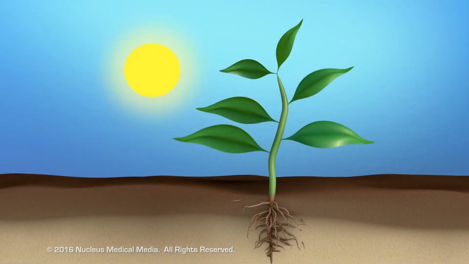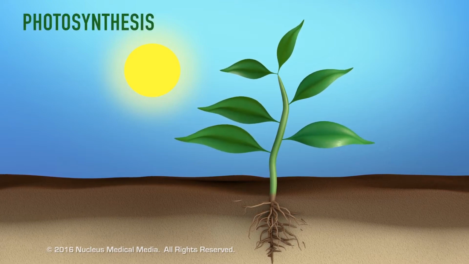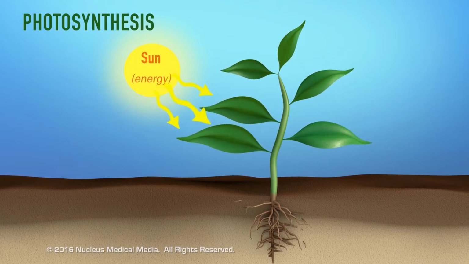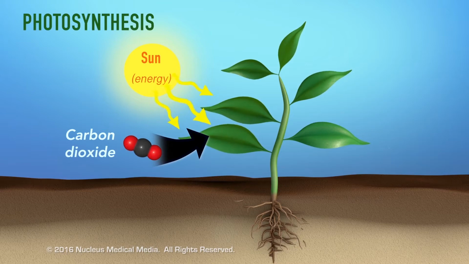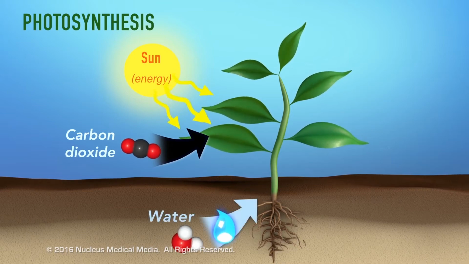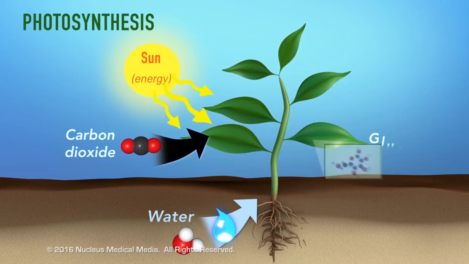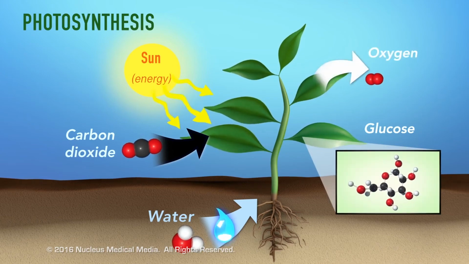Let's look at an example of a chemical reaction. Photosynthesis is a chemical reaction in which plants make food by using the sun's energy to combine carbon dioxide from the air and water from the soil into a sugar called glucose and oxygen.